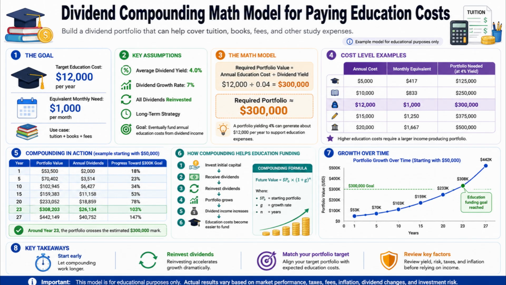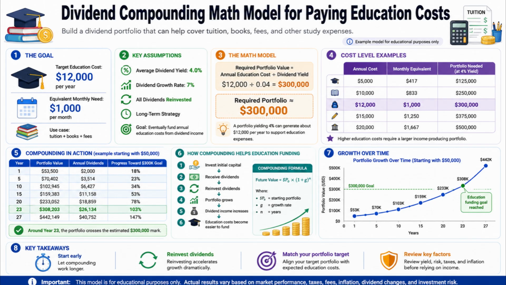Now, let us look at the math model. The required portfolio value is calculated by dividing the annual education cost by the dividend yield. In this case, the annual education cost is $12,000, and the assumed dividend yield is 4%. So, $12,000 divided by 0.04 equals $300,000. This means that a portfolio worth around $300,000, producing a 4% dividend yield, could generate approximately $12,000 per year. That is equal to about $1,000 per month before taxes, fees, inflation, and market changes.